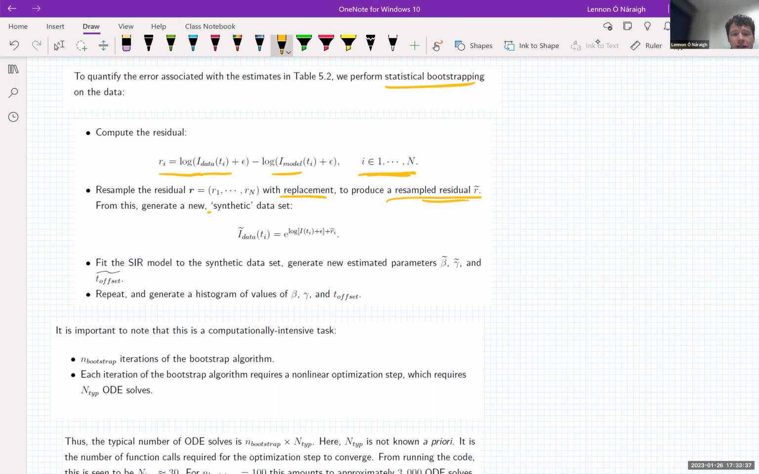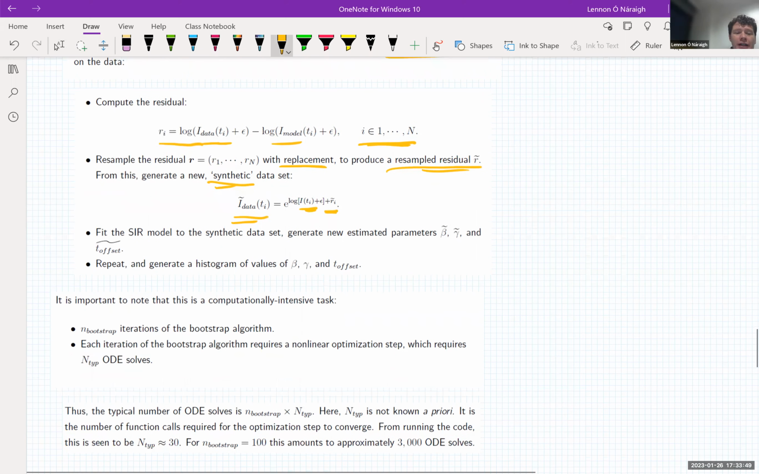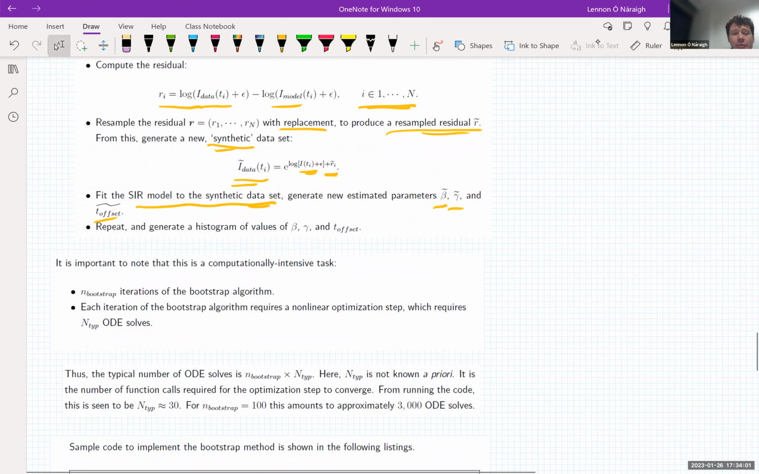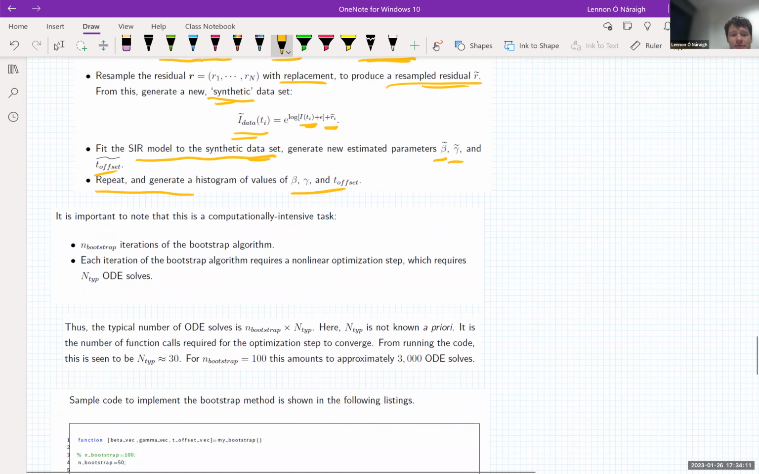And with this R tilde, I generate a new, if you like, synthetic data set, which will be the model plus the resampled residual. And I then fit the SIR model to this new synthetic data set, and this gives me new estimated parameters, beta tilde, gamma tilde, and t offset tilde. And I repeat this process, and this gives me a whole ensemble of values of beta, gamma, and t offset, and I draw histograms of these ensembles.